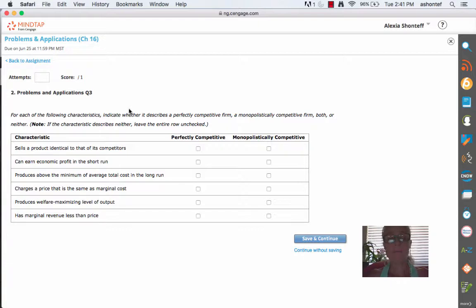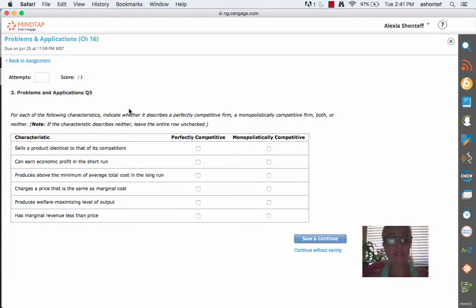Produces above the minimum of average total cost in the long run. So what you want to think about is who does that. Again, perfect competition is extremely competitive, so they have to keep their costs as low as possible, which means at the minimum point. While monopolistic competition, because they're constantly trying to differentiate themselves from others, engage in that behavior of advertising. So their costs are always going to be higher than the perfectly competitive firms.